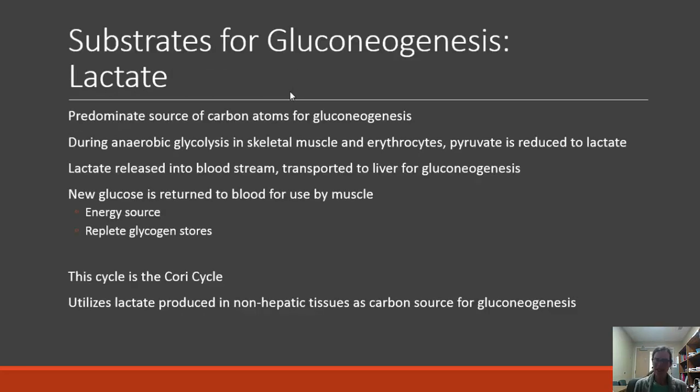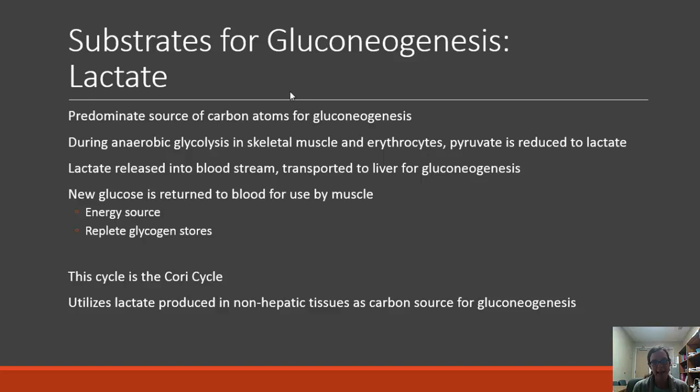All right, so what do we need in order to make glucose? What are our substrates for making glucose? Well, we've got a few of them. So first we have lactate. And where do we get lactate? From pyruvate, right? We make lactate when we have anaerobic conditions once we have pyruvate. So pyruvate goes to lactate in anaerobic conditions. So this is actually the predominant source of carbon atoms that can be used for gluconeogenesis.